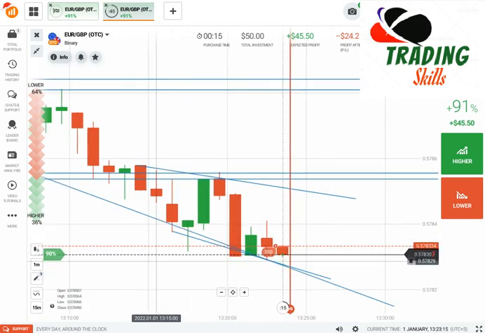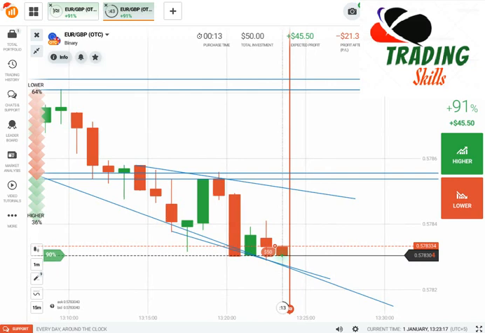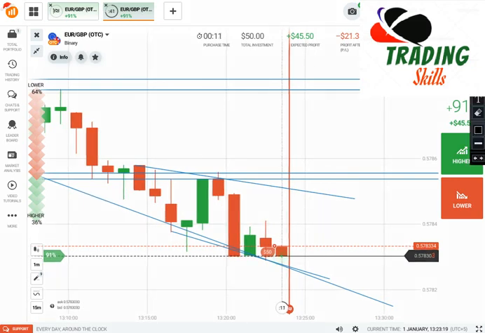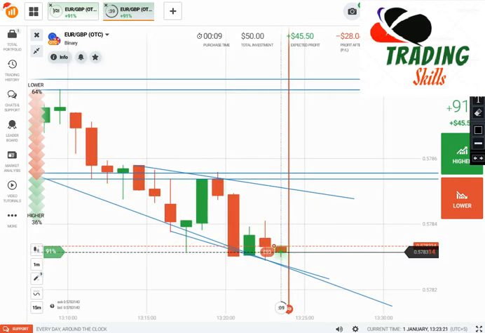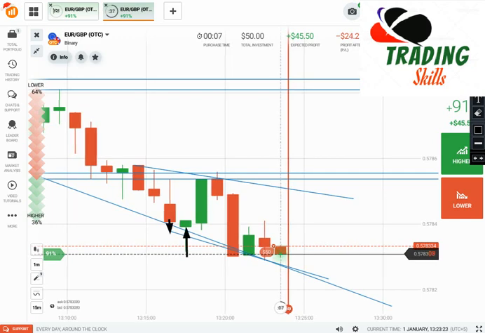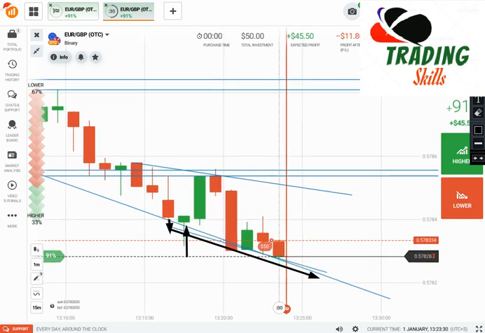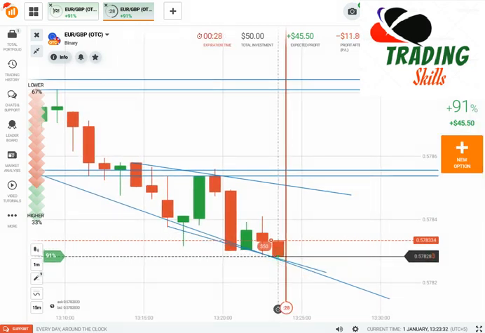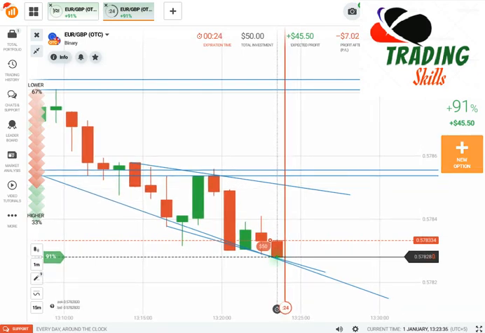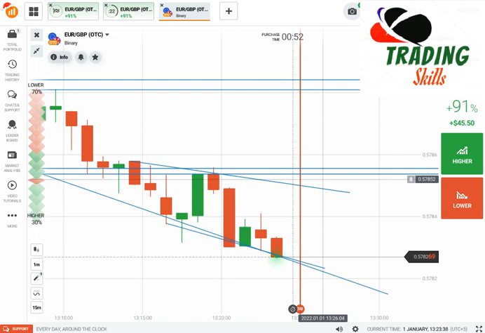Okay, so why am I showing you all these levels? Because we are seeing rejections from these levels. So we have connected these rejections, and it is giving us a proper situation for the trade right now. So therefore I went with the sellers and we will win this trade.